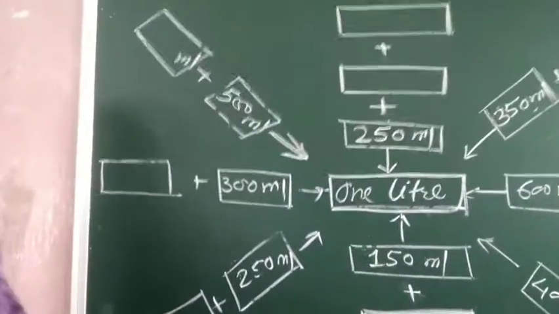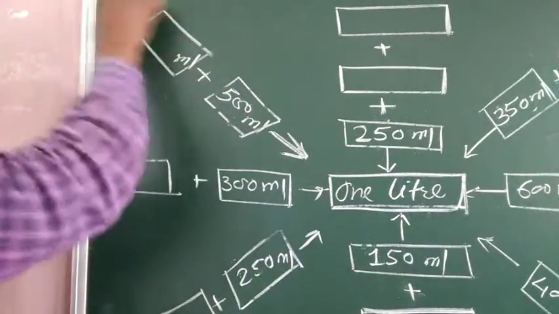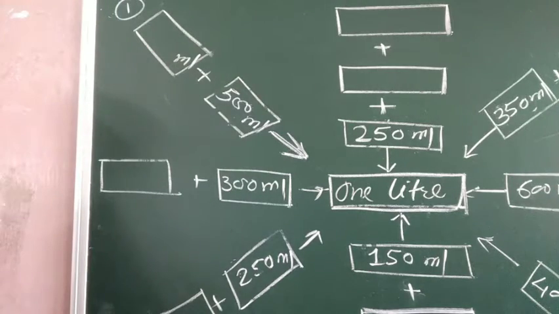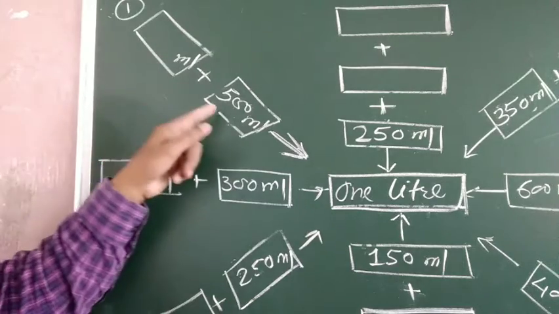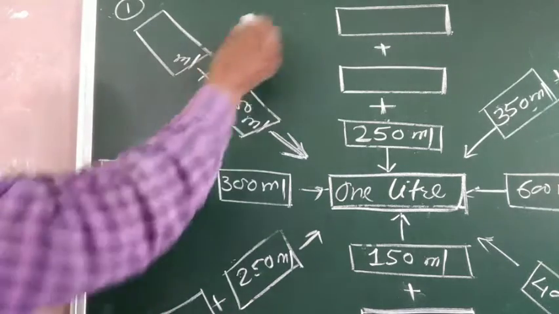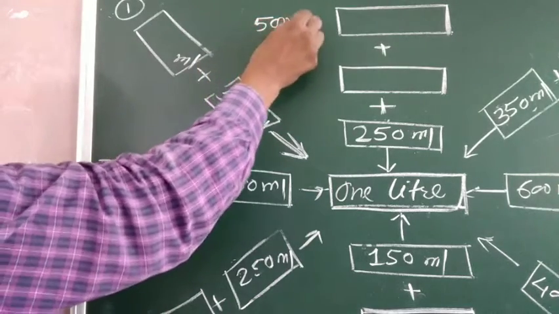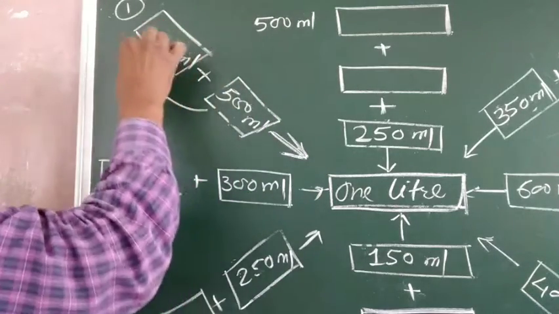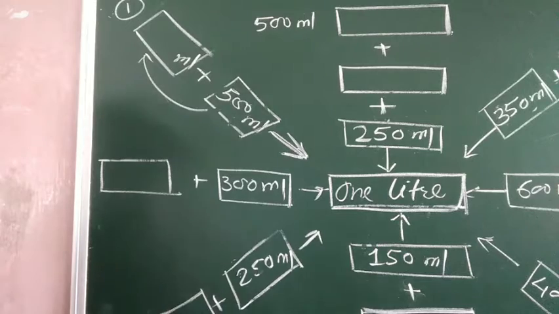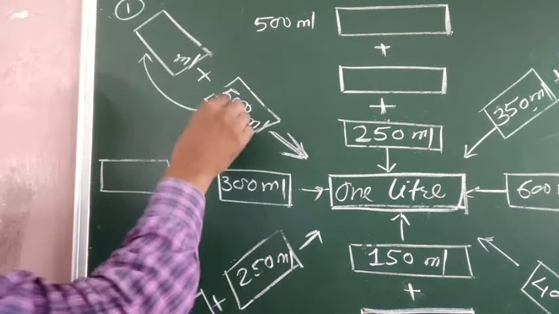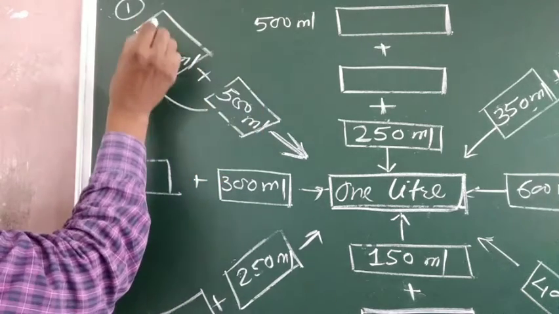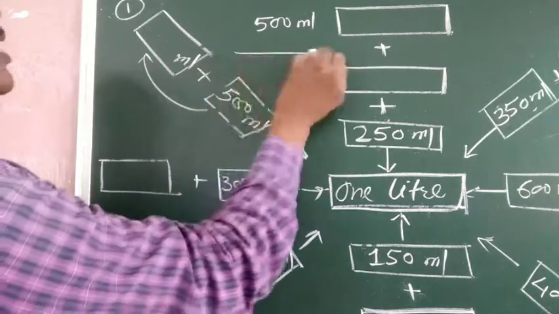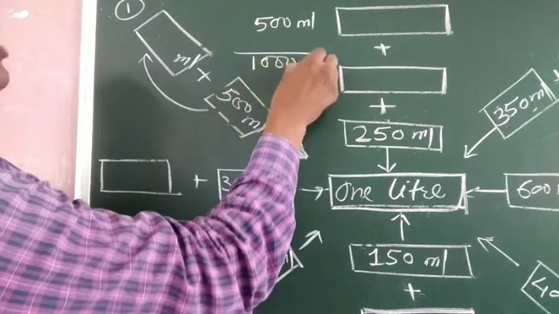So see, let's see. First one, it is first part. Now, how many boxes are there, beta? There are 2 boxes, and in one of them it is given 500 milliliter. 500 milliliter दिया है. Now one more box is left here, और एक बॉक्स जो है वो बचा हुआ है. तो हमें क्या करना है? Now this measurement plus we have to put some measurement here, and the sum of these 2 measurements should be equal to 1000 milliliter.